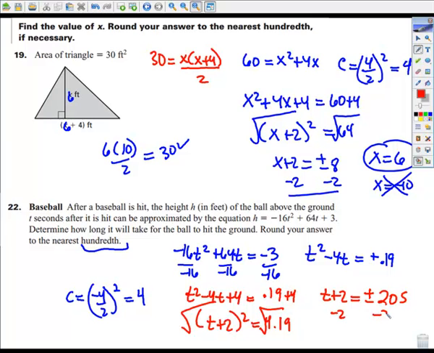I'll subtract 2, and t will equal, if I have 2.05 minus 2, that is 0.05 seconds, and the negative 2.05 minus 2 would be negative 4.05, and I can't have this. So it's going to hit the ground in approximately 5/100ths of a second. So it's not going to take very long at all.